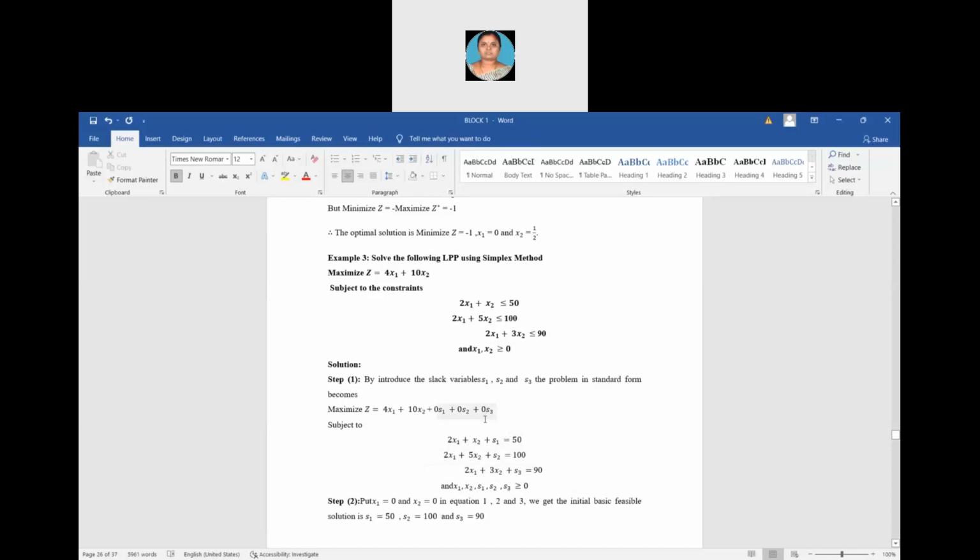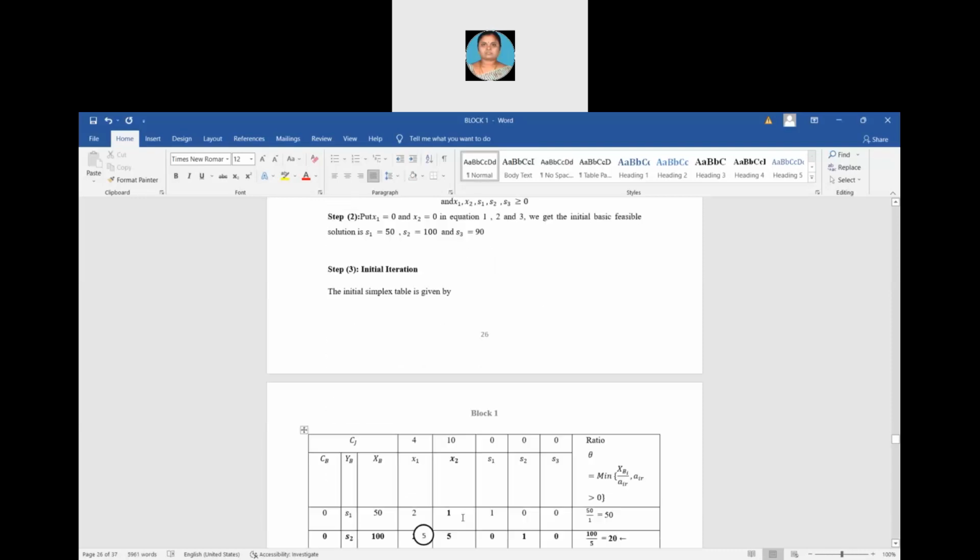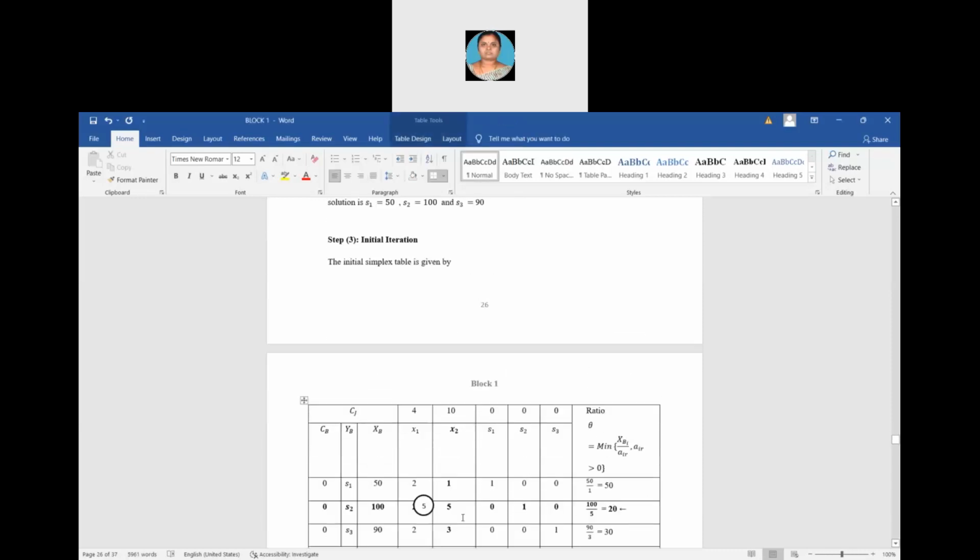And if you put X1 equal to 0 and X2 equal to 0 in these equations, you will be getting the corresponding values of S1, S2, S3. That is 50, 100 and 90. So you'll be getting your S1, S2, S3 also. And we can frame our table like this.